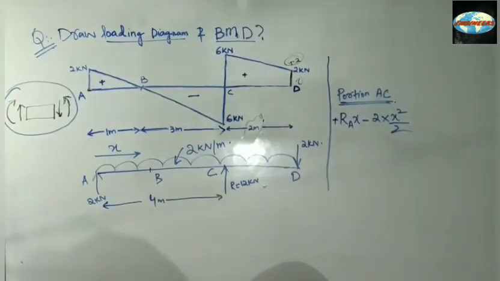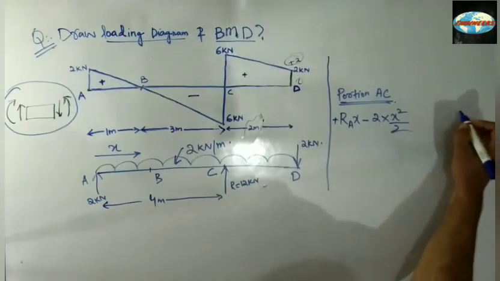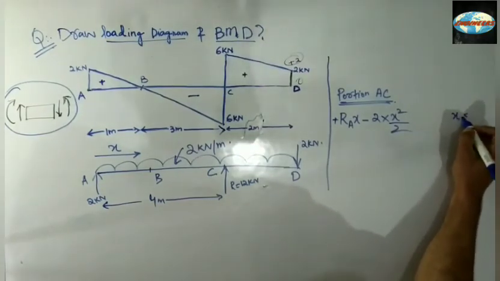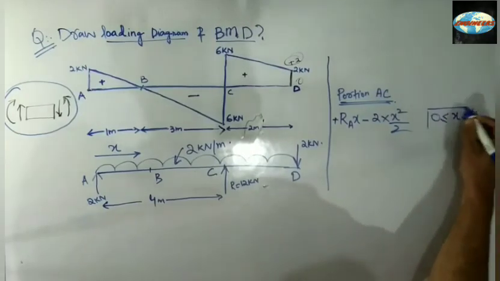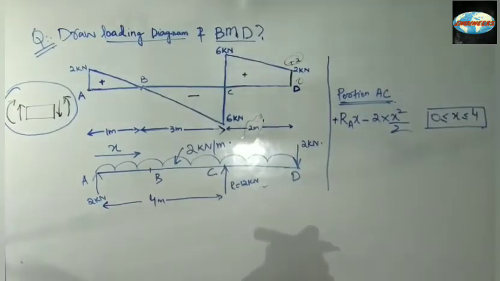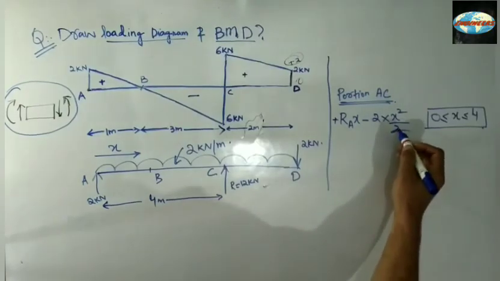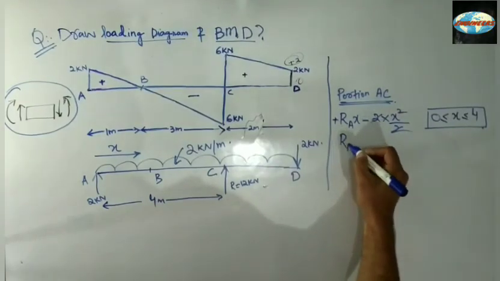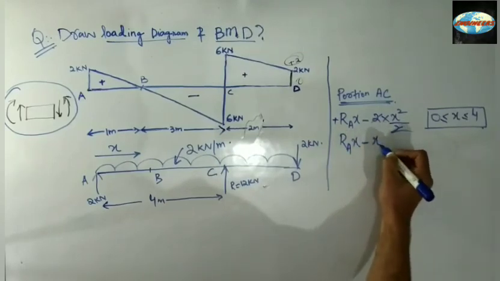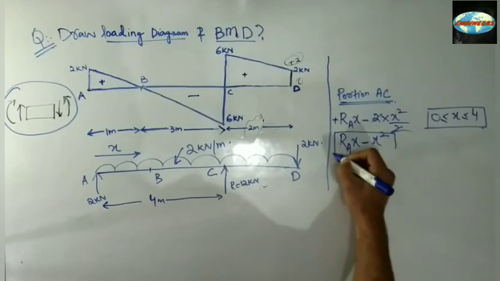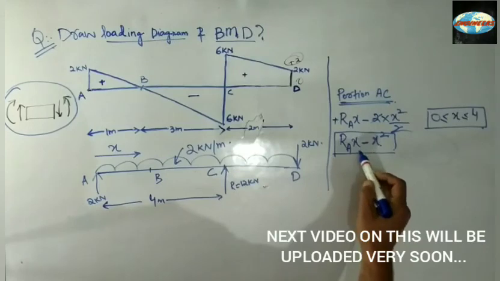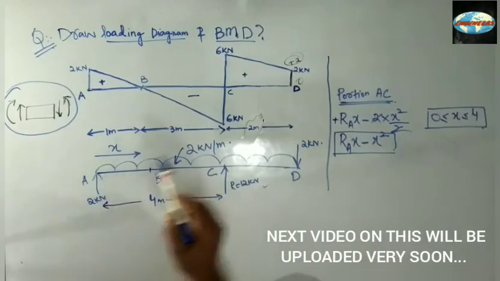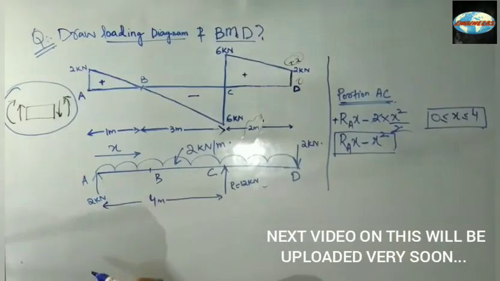So what is the value of x? x will be less than or equal to 4, and greater than or equal to 0. Now if I simplify it further, I will be having RA into x minus x square. What about when my x is 0? If I put x equal to 0, that means at point A, so at point A, my moment will be 0.